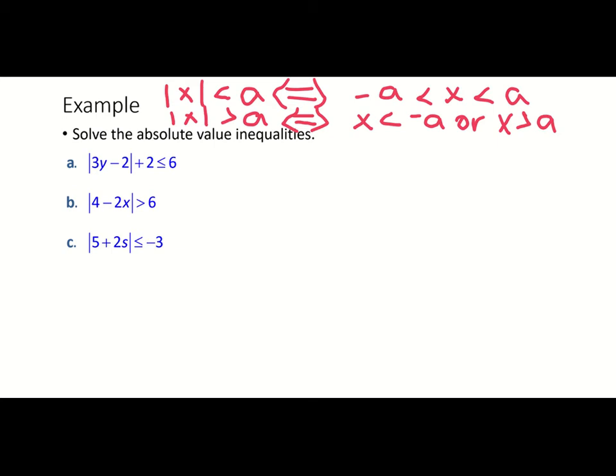Now, just like with absolute value equations, the first thing you want to do when you go to solve is isolate your absolute value. So the first thing we're going to do is move that 2 over by subtracting 2 from both sides. And that will give me the absolute value of 3y minus 2 is less than or equal to 4.